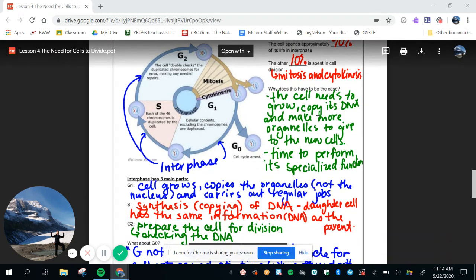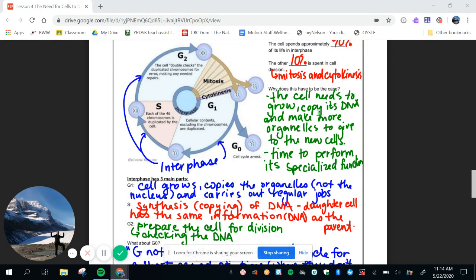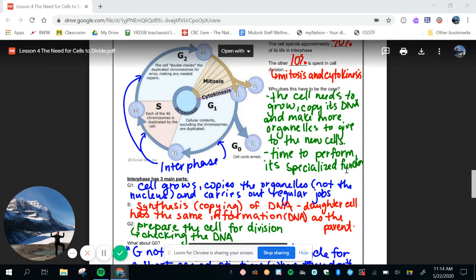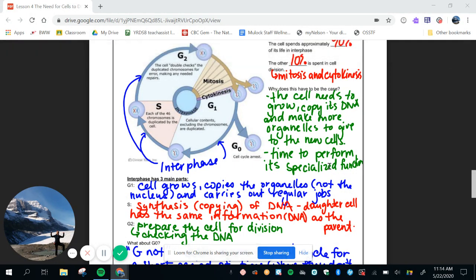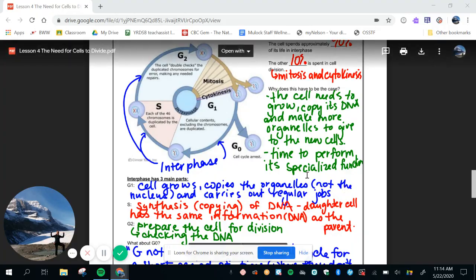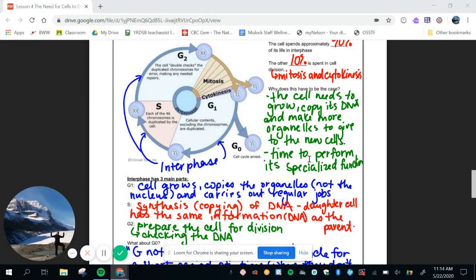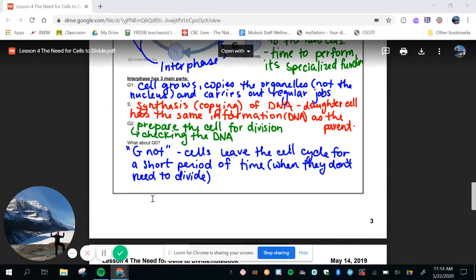So I mentioned here, why should it be 90-10 or somewhere close to that? We need the cell to be able to grow and to make copies of its DNA, make more organelles if that's necessary, and also to do its specialized function, which is really what is its job. So if it's a muscle cell, it's acting as a muscle cell. If it's a skin cell, it's doing that job, and so forth. So more about this specialized function will come in a later lesson.